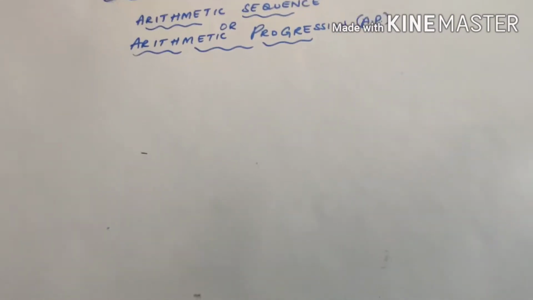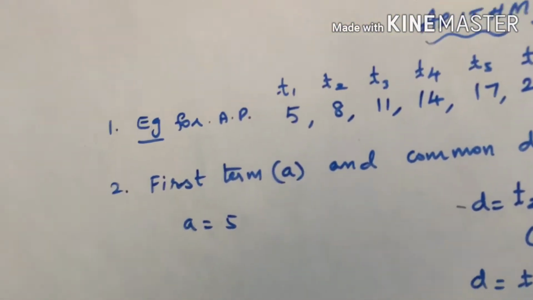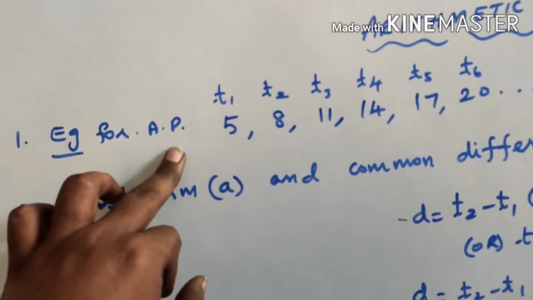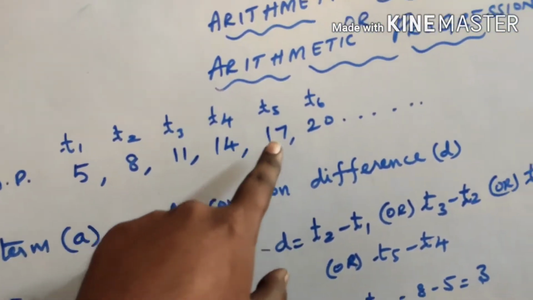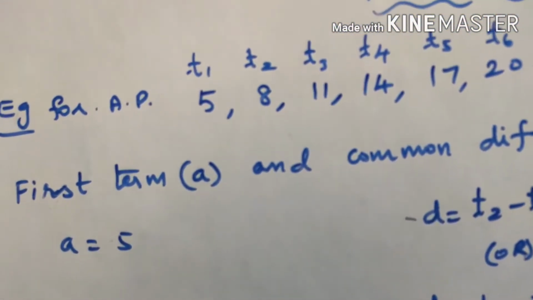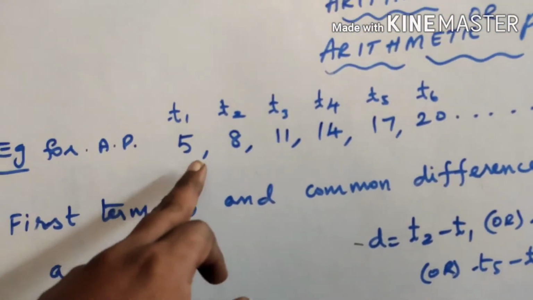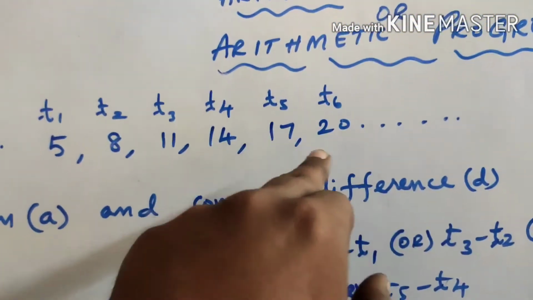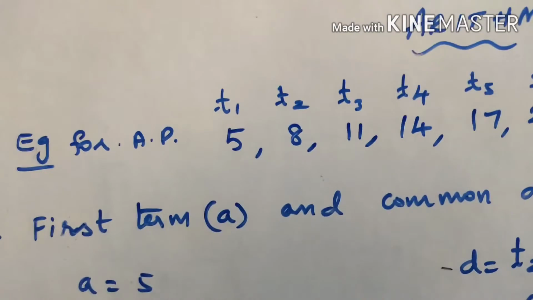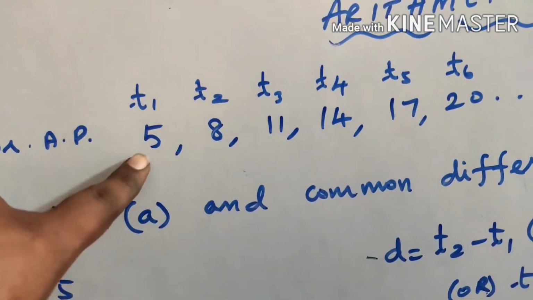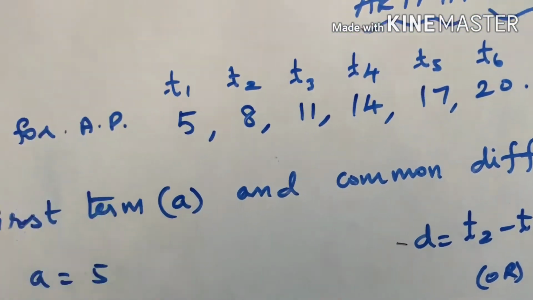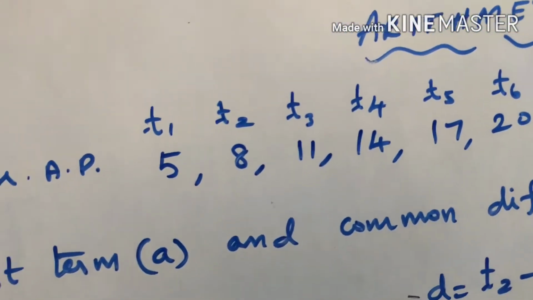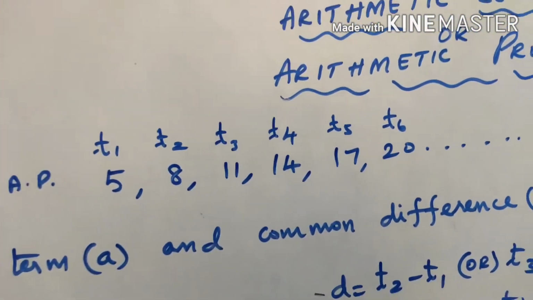First we will start with an example for AP: 5, 8, 11, 14, 17, 20. You can see this sequence is commonly added by 3, isn't it? 5 plus 3, 8, 8 plus 3, 11, 11 plus 3, 14, 14 plus 3, 17, 17 plus 3, 20. And these terms, this is called T1, T2, T means term. Term 1, term 2, term 3, term 4, term 5, term 6. So T1, T2, T3, T4, T5, T6, like that it goes on.